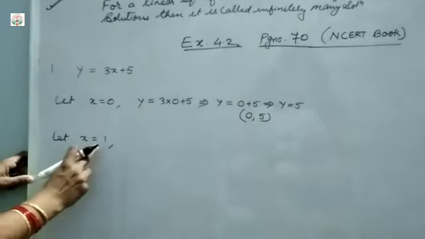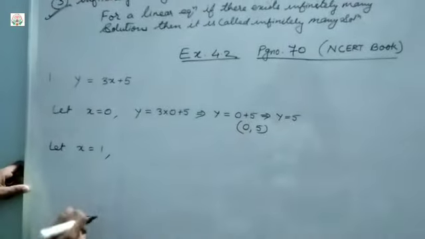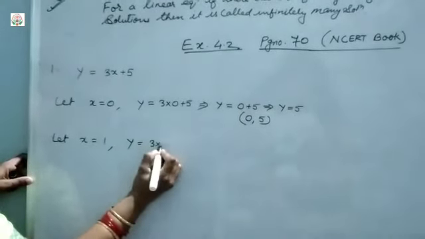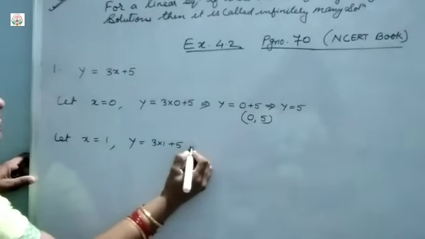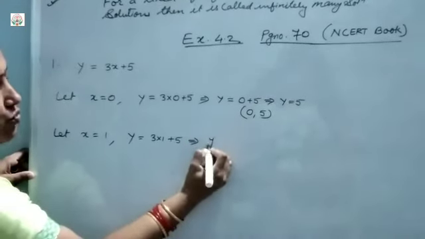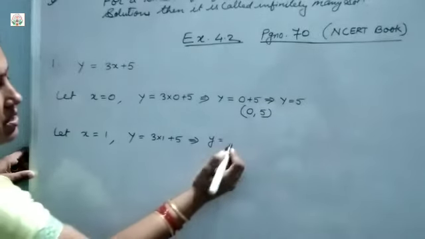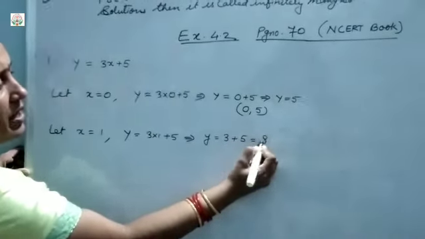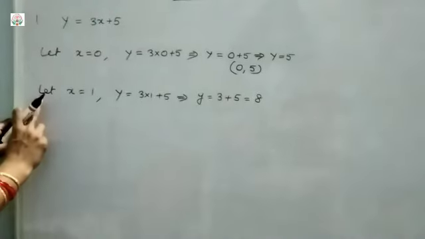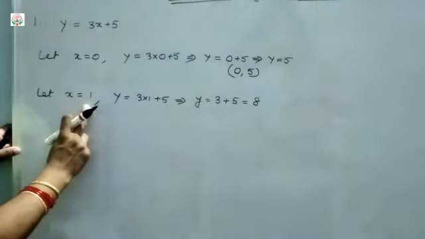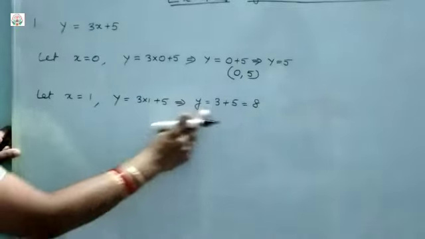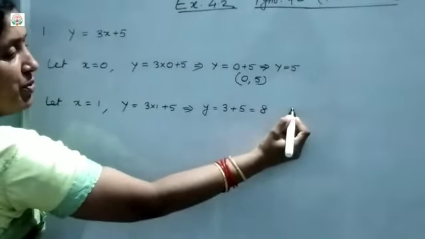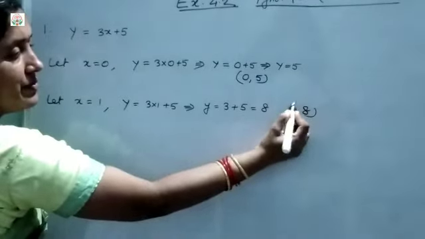Now next time I may take let x equals to 1, suppose I am taking. Okay, if I take x equals to 1, what is my y value I can see? That is y equals to 3 into 1 plus 5 implies y equals to 3 ones are 3 plus 5 equals to 8. So when we assume x equals to 1, then y equals to how much you got? 8. So what is my next solution? It will be 1 and 8.